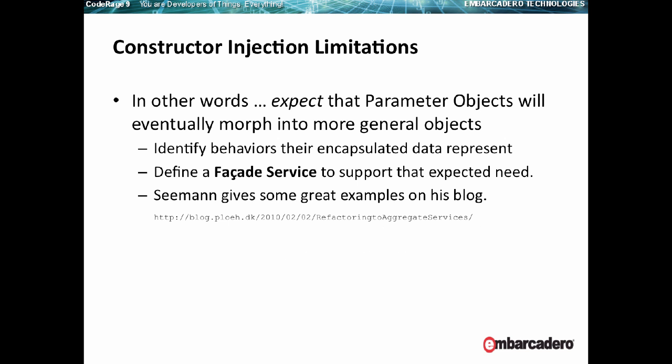So in other words, if you're going to use parameter objects, expect that they're eventually going to morph into more general objects. So identify the behaviors that their encapsulated data represents, define a facade service right from the outset to support that expected need, and just use that. Seaman gives some great examples on his blog, and you can see the link to it here.